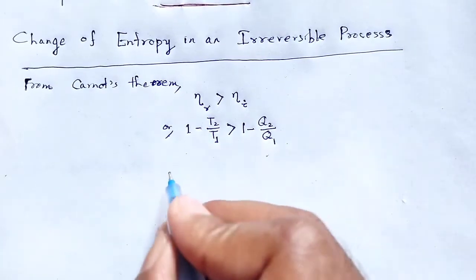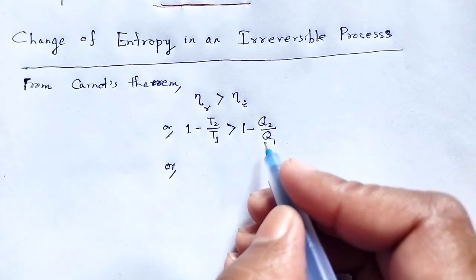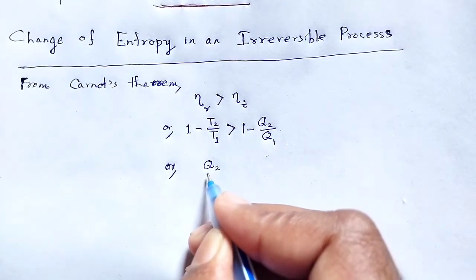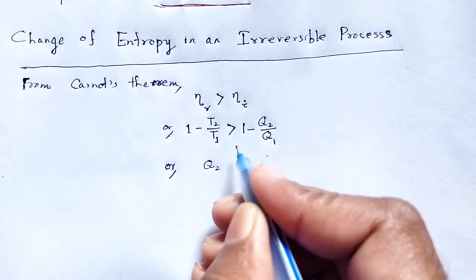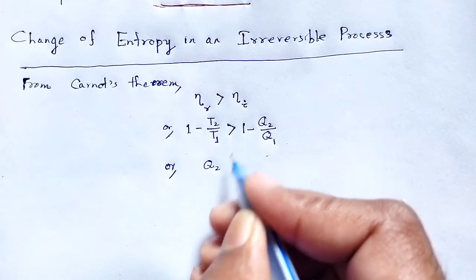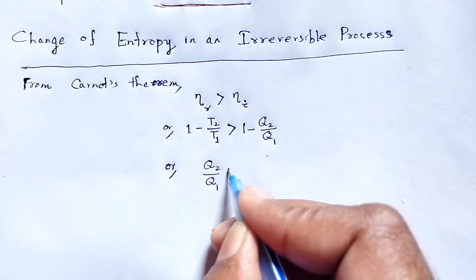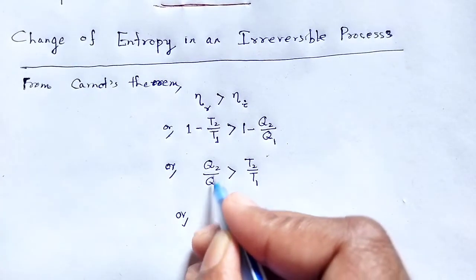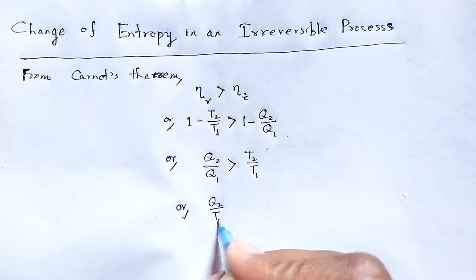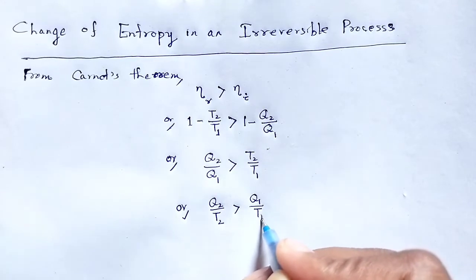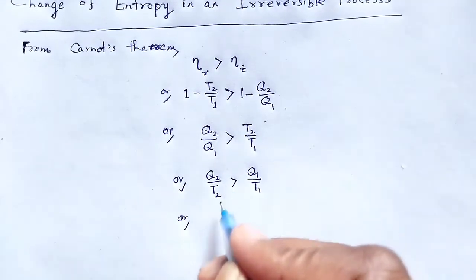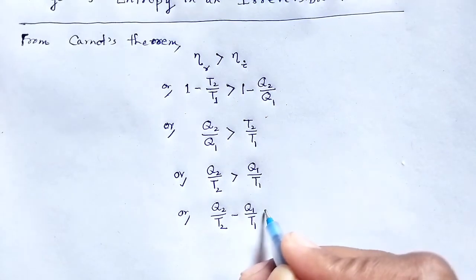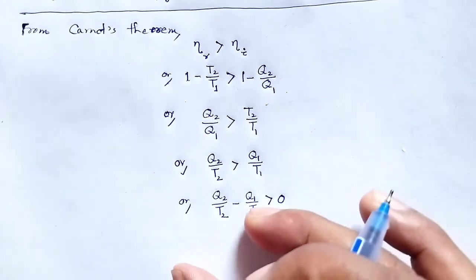Now, Q2 by Q1 is greater than T2 by T1. Now, Q2 by T2 is greater than Q1 by T1, so Q2 by T2 minus Q1 by T1 is greater than 0, meaning that quantity will be positive.